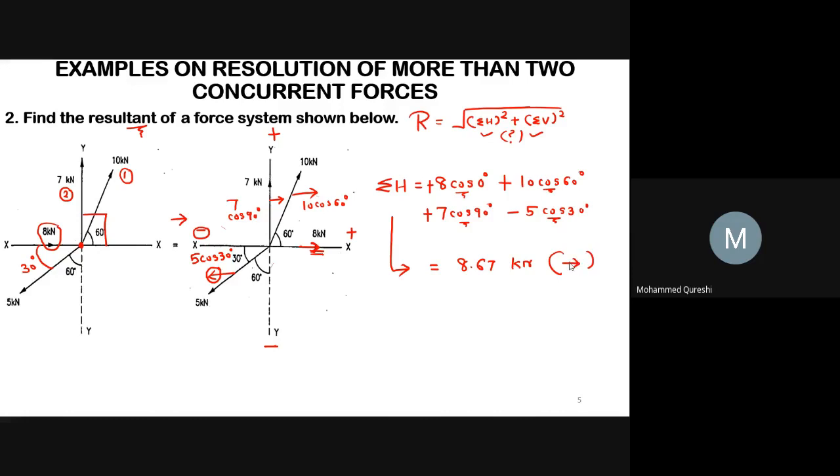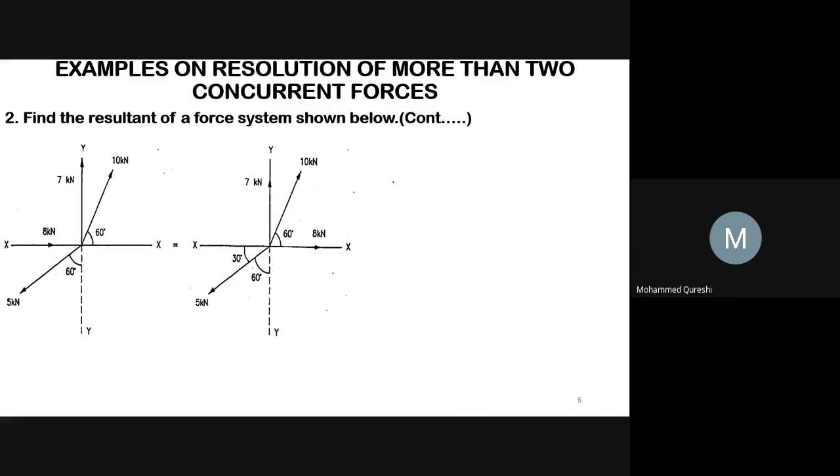Now we have to calculate the value of sigma v. Let us calculate sigma v equals: this will be your first component, 8, vertical, hence it will be sine, 8 sine 0 degree. Here 10 sine 60 degree. Here 7 sine 90 degree, and here 5 sine 30 degree.